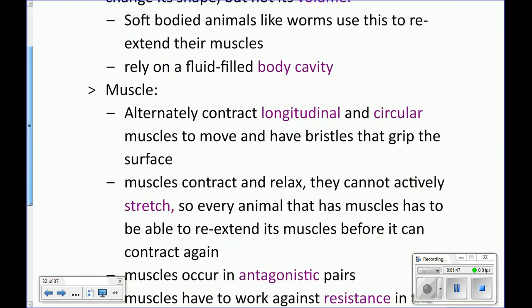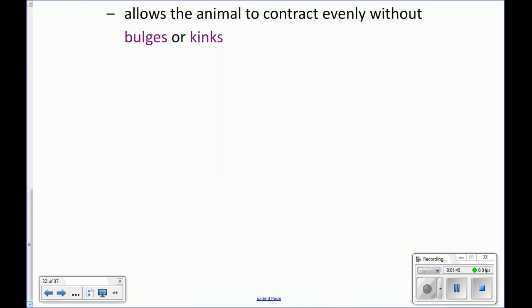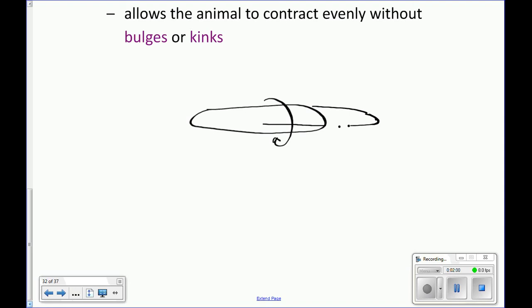Let me draw you a picture. If this is our worm's body, the circular muscles go around, and when they squeeze, it makes the worm longer and skinnier, because it squeezes on that water and changes the shape of the water inside the coelom and elongates the body of the worm.